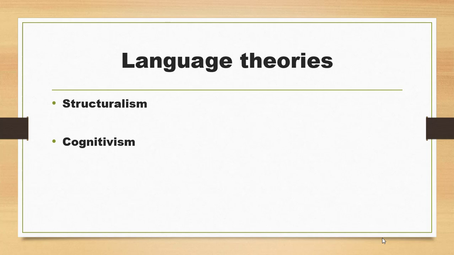And we have cognitivism, that is based on the idea of generating a limitless number of sentences from a limited number of words, because the language learning process is a creative process, and it is based on this language acquisition device that is in the mind, as developed by Chomsky. All right, so this is the notion of cognitivism. So these are two main language theories. They concern the views about language.